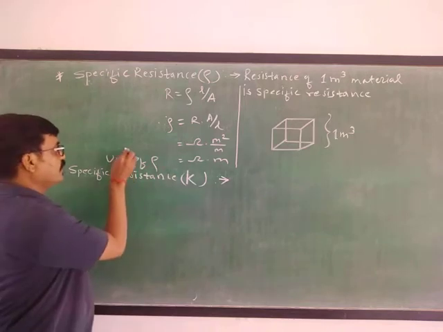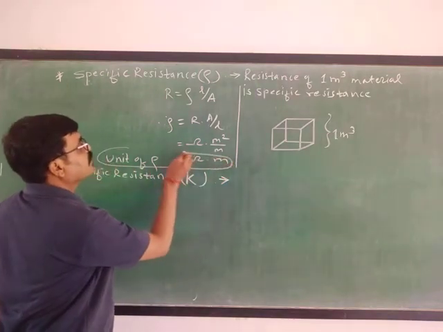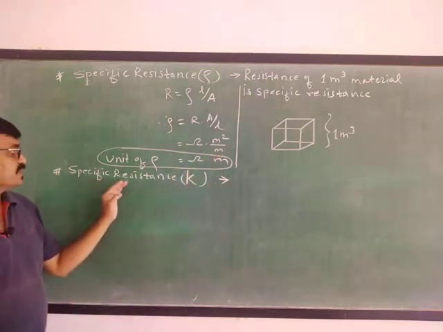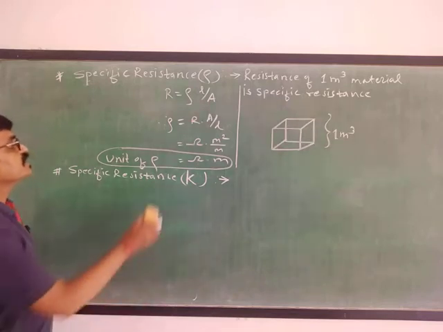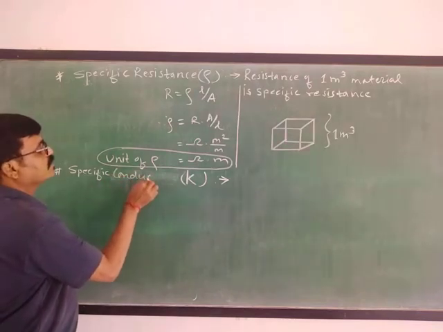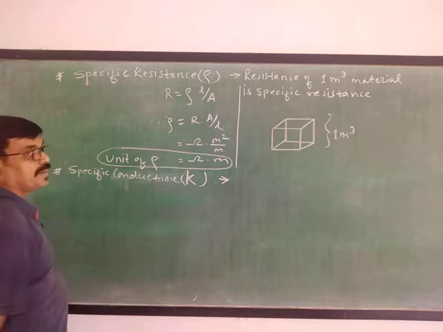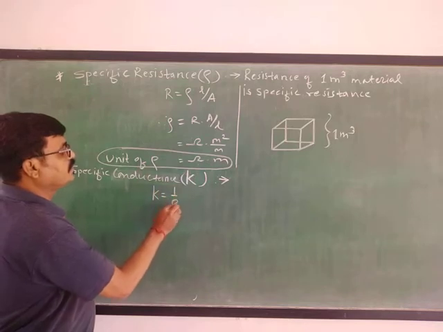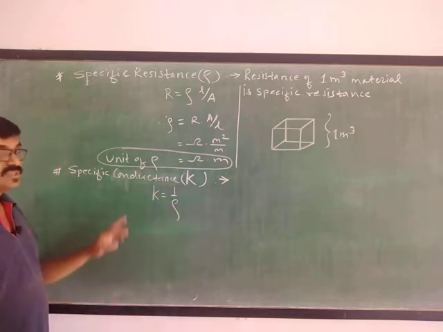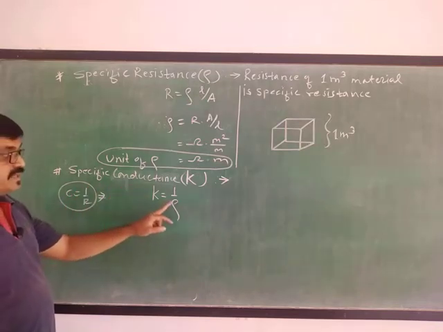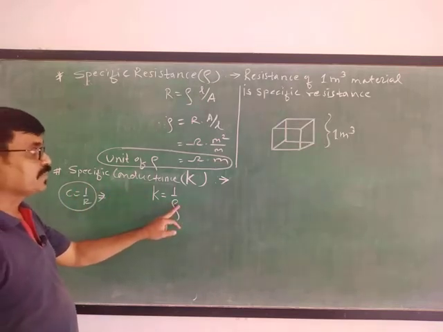That's why, what is the unit of this specific resistance? Unit of specific resistance is ohm meter. Now see specific conductance. This specific conductance is kappa. This specific conductance kappa is nothing but the reciprocal of this specific resistance. Means you know conductance and resistance are inversely proportional. In such a way, specific conductance and specific resistance are also inversely proportional.